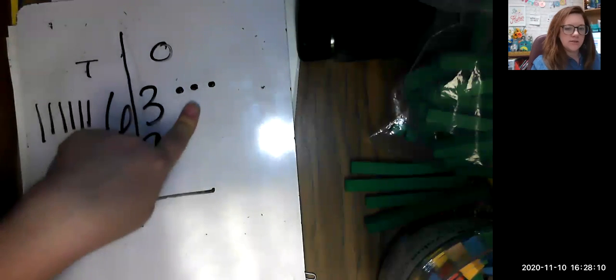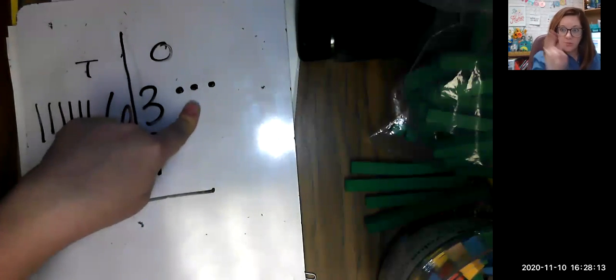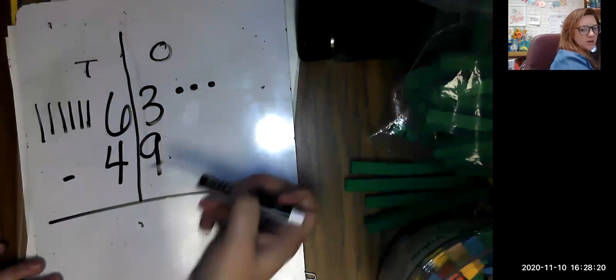Take away 9 ones. Uh-oh. Can't do it. Put 3 fingers up. Can you take 9 of them down? You sure can't. You need more. So you cannot take away this bigger number. You cannot do that. Okay.